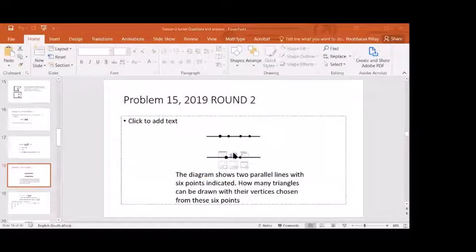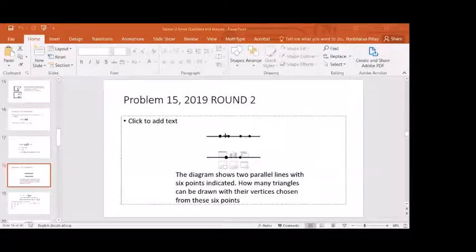Okay, the next problem here says that a diagram shows 2 parallel lines with 6 points indicated. You can see the 6 points, there are 4 there and there are 2 here. How many triangles can be drawn with the vertices chosen from these 6 points? Okay, how many triangles can you draw?